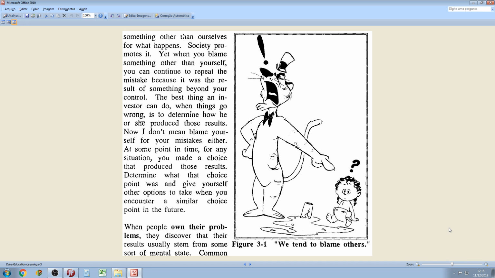The best thing an investor can do when things go wrong is to determine how he or she produced those results. So we need to look at ourselves, everybody. Now I don't mean blame yourself for your mistakes either. At some point in time, for any situation, you made a choice that produced those results. Determine what that choice point was and give yourself other options to take when you encounter a similar choice point in the future.